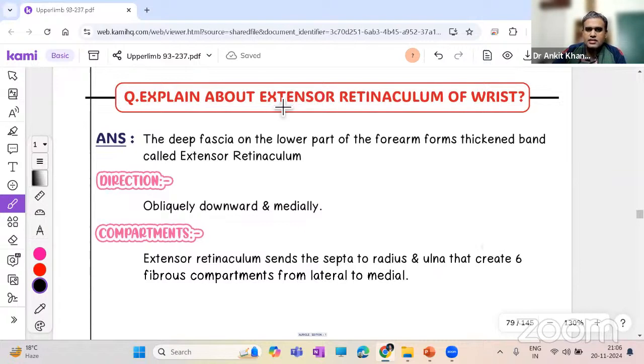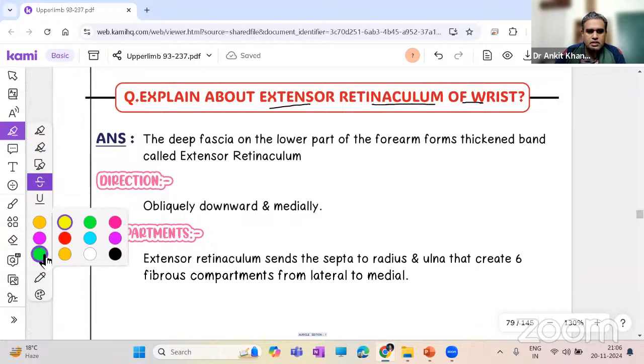Now, what is this extensor retinaculum of the wrist? In our wrist, we have a flexor retinaculum in front and an extensor retinaculum behind. These retinacula are tight modifications of the deep fascia. Okay, so where are these coming from? These are coming from the deep fascia. Let me highlight it so that you remember that they are coming from the deep fascia.